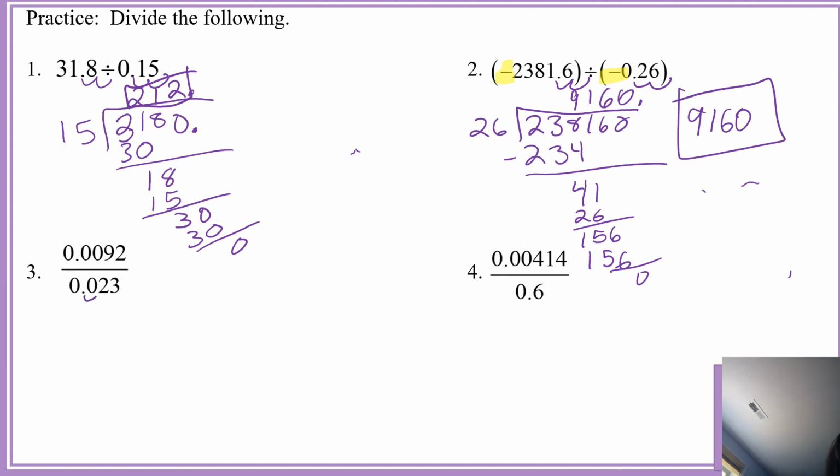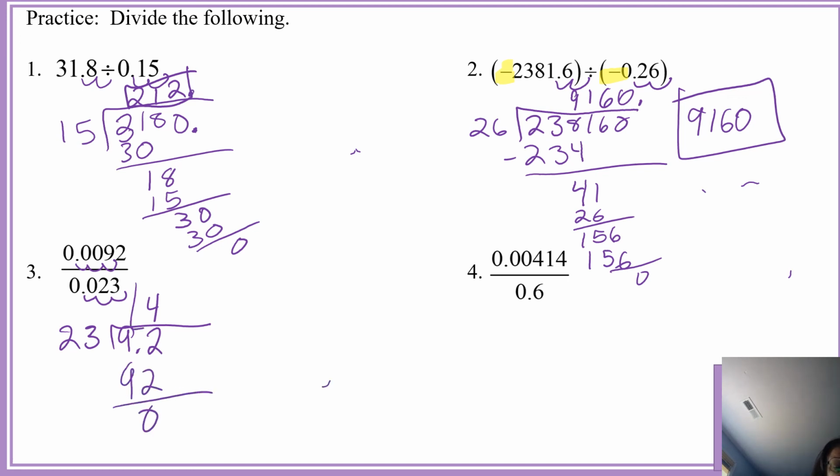All right, here I'm moving it 3 places. So I'm going to have 23 going into 92. I have to move it 3 places, so that's 9.2. Well, 23 goes into 92 4 times, I believe. 4 times 23 is going to be, 4 times 2 is 8, so that's 80. 4 times 3 is 12, that's 92. So that's exactly 92. So my answer is 4. Move the decimal 1 place in 1 place.